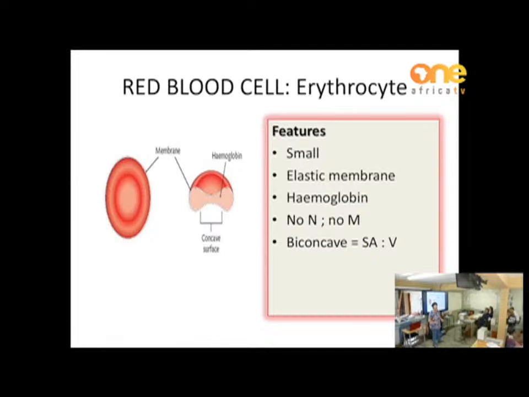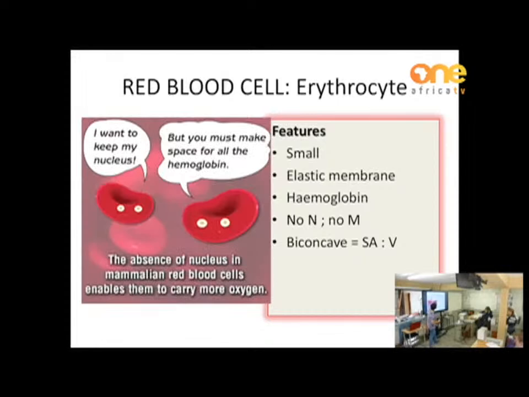Now, it is like I am giving you a box of chocolates to give to your mom as a present, and you eat it all along the way. Then your mom receives no present. Same, then the cells will not receive the oxygen. Good. And then we already said biconcave, surface area to volume ratio. We will remember that one. Okay. Now, I want to keep my nucleus, but you must make space for all the hemoglobin.